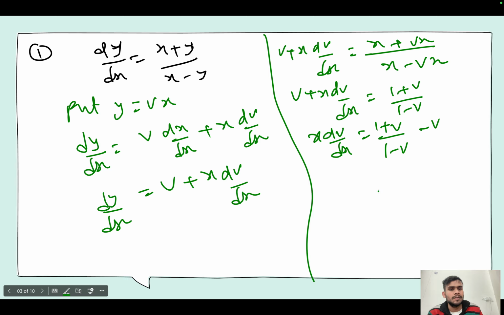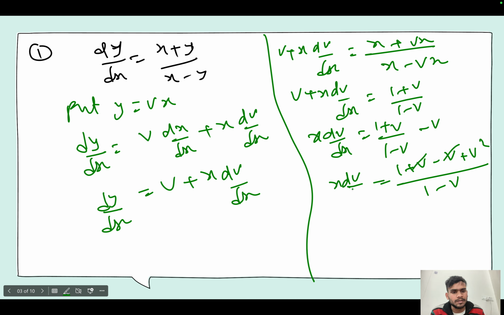Okay, so multiply it, take the LCM. So 1 plus v, it will become minus v, and minus minus plus v square. So 1 minus v will cancel out, and we get x dv by dx. Now use the variable separable method, so it will go like this: 1 by v (1 plus v square) dv is equal to dx by x.